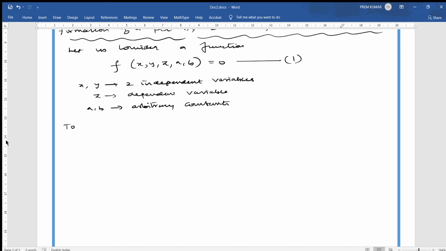So the concept is to eliminate two constants from the above equation. To eliminate two constants, we require three equations. Now we are going to form the other two equations.